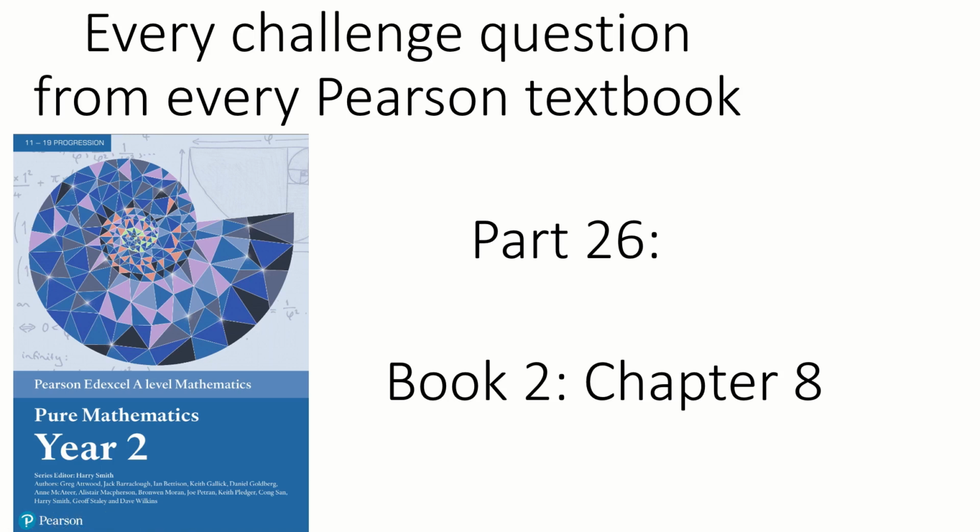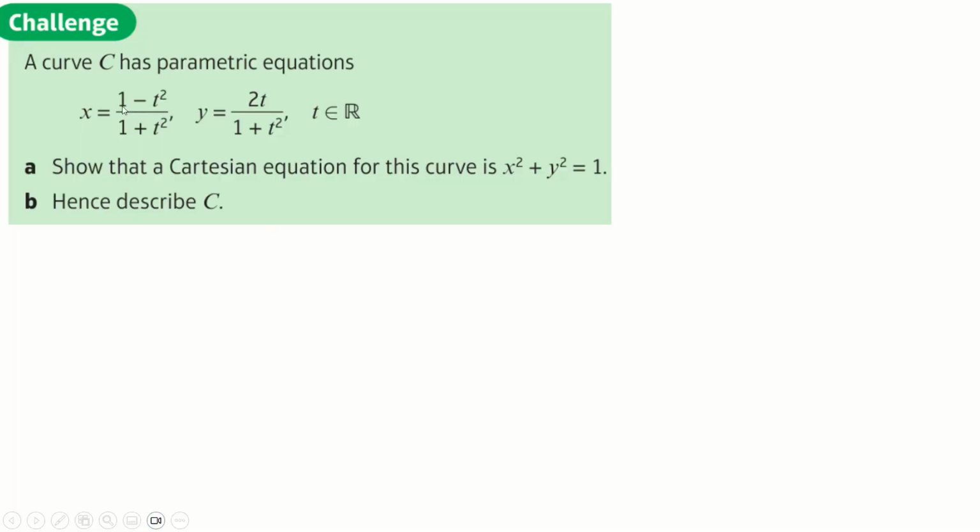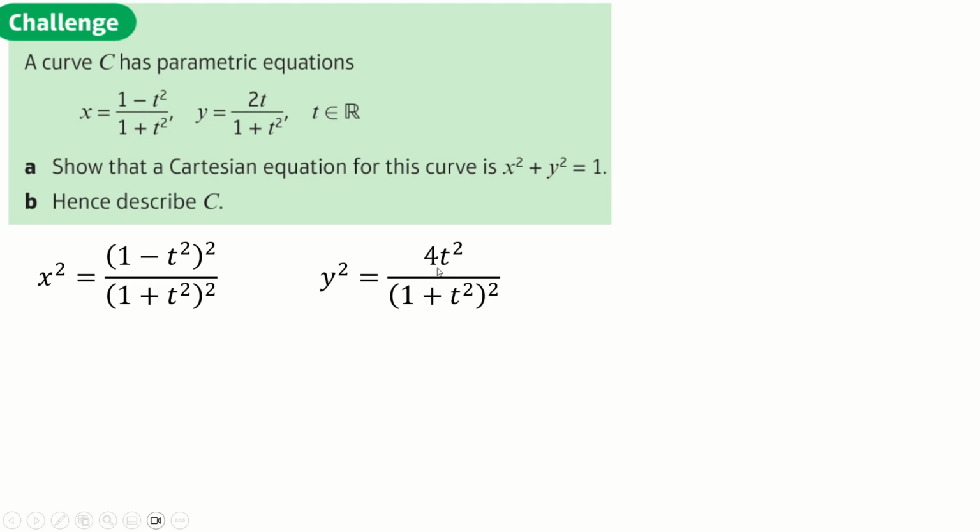Every challenge question, chapter 8. I think this is the parametrics chapter. It is good. And now this question is very funny if you have learnt T formulas, and if you haven't, it's just not that hard anyway. You square both these two things, obviously, to get this and this.